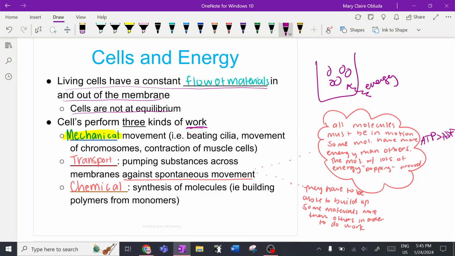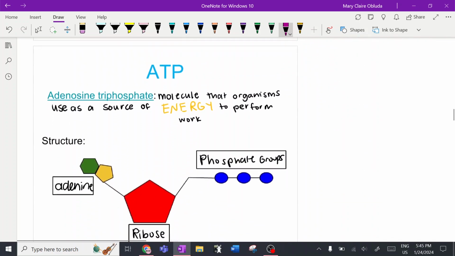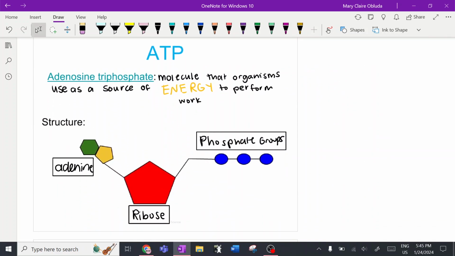They have to be able to build up some materials more than others in order to do work. Okay, ATP. Okay, here we go. Adenosine triphosphate is the primary molecule that organisms use as a source of energy to perform work. So active transport requires ATP to provide that energy for, say, something to be pumped across its proton gradient.